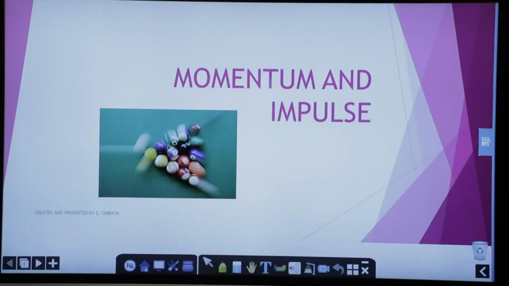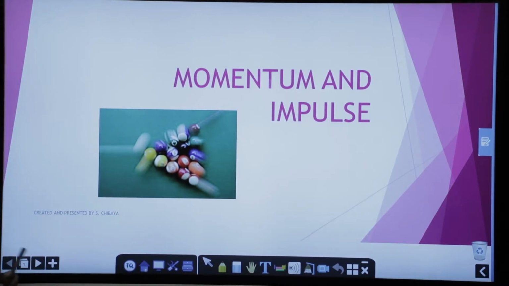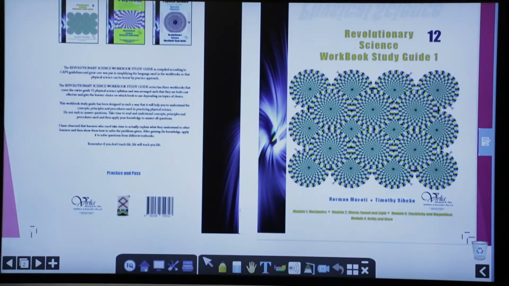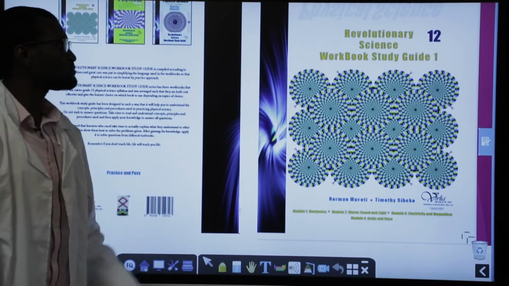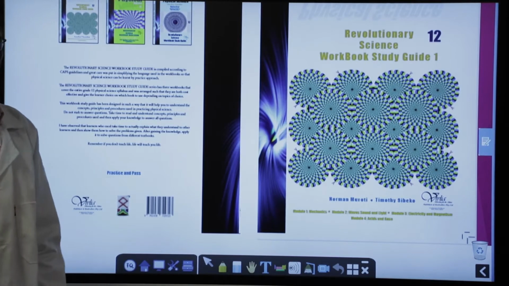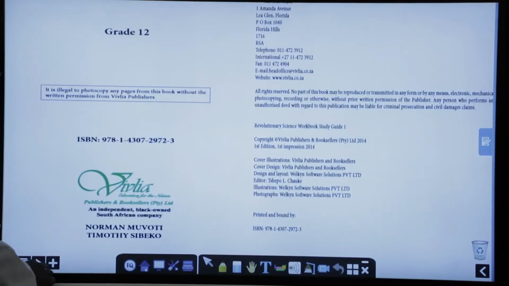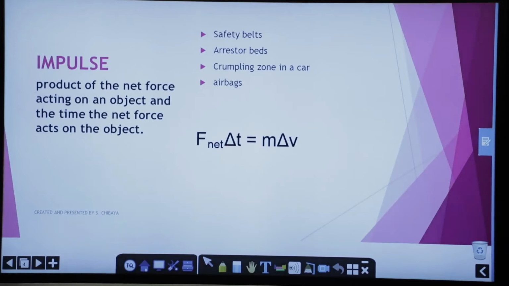Okay, so in the previous lesson, we were able to look at momentum and impulse. And today I go on a little bit further with questions on momentum and impulse. Just to remind you, Revolutionary Science Workbook Study Guide 1 by Norman Muvoti and Timothy Sibeko are some of the textbooks that we can make reference to in connection with aspects of momentum and impulse.